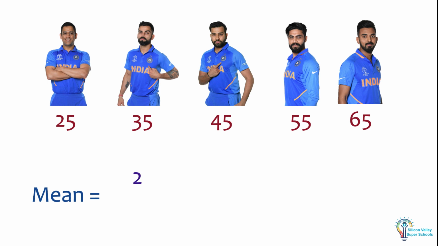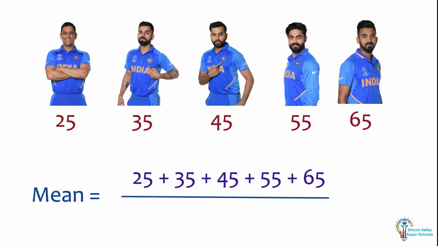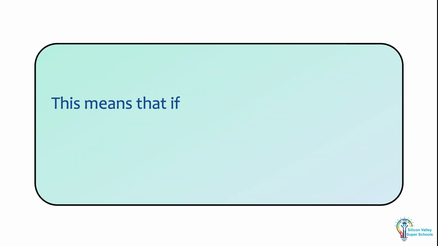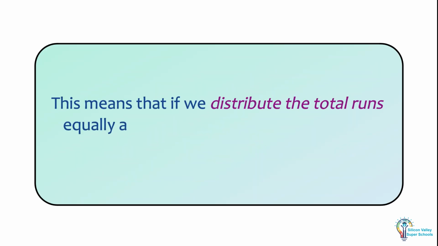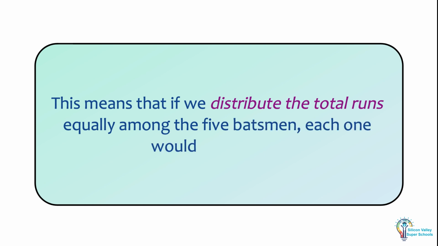Mean equals 25 plus 35 plus 45 plus 55 plus 65 divided by 5. It equals 45. So the mean score of the batsmen is 45 runs. This means that if we distribute the total runs equally among the 5 batsmen, each one would get 45 runs.